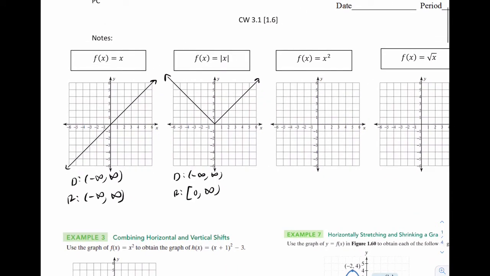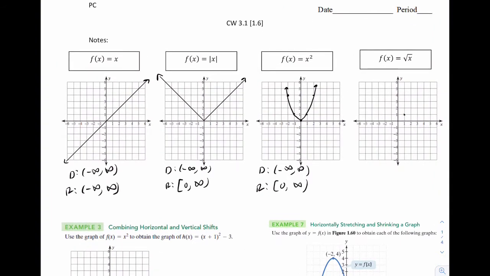The next one, all of you should know this, that's a parabola. So let's draw a nice parabola here. Make some nice points like that. Once again, your domain is all real numbers. Your range is 0 to infinity, like that.